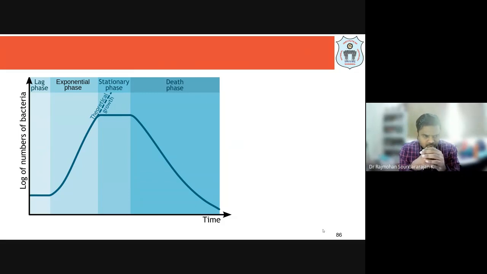So when you have a log plot of the number of bacteria or microorganisms versus time in a system, initially there will be a lag phase. It is because the microorganism is trying to adjust to the system. It is getting all the energy. It is like when we shift from one house to another house. It takes certain time to get used to it and have a normal sleep. Okay, so we will have a disturbed sleep, right?